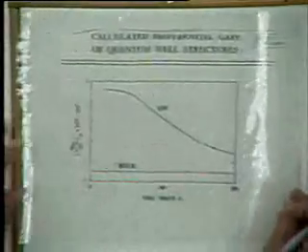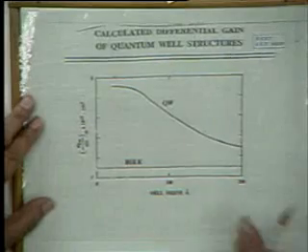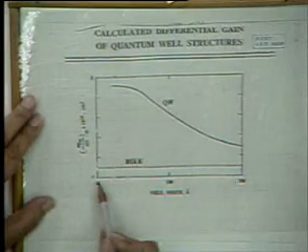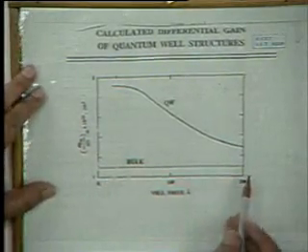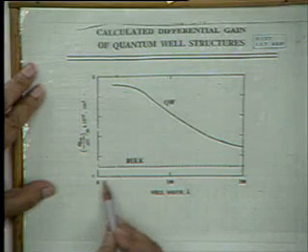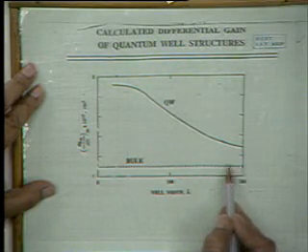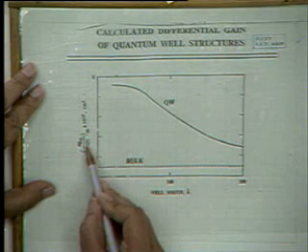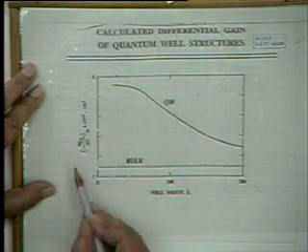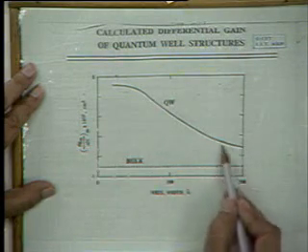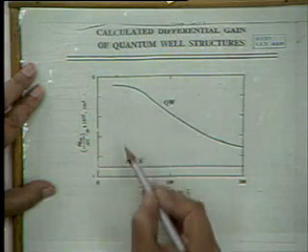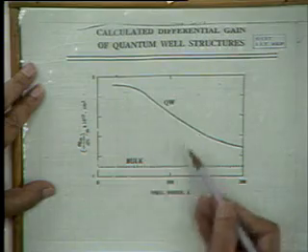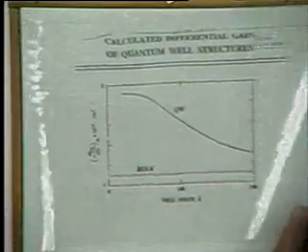Now, if you go to the differential gain, again as a function of well width, what do you find? This is the bulk. Differential gain is dG/dN, where N is the carrier concentration. As you push in more carriers, the quantum well differential gain is much more than in the case of bulk. So that again is an advantage of quantum wells.